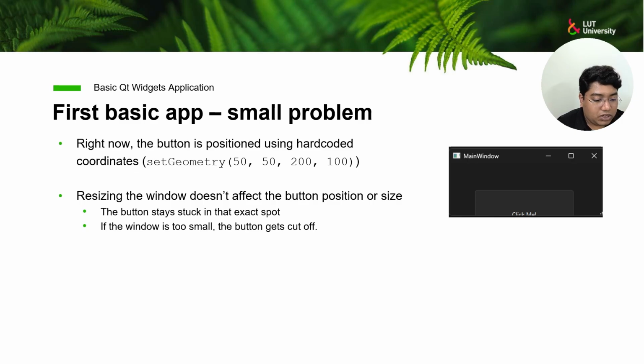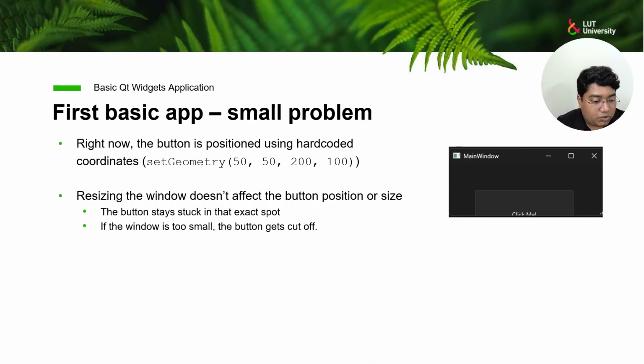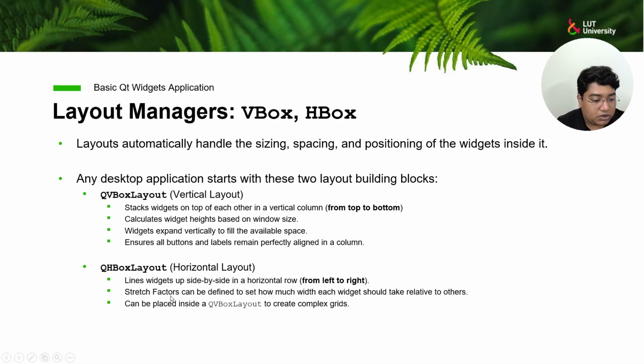That's because we positioned it using hard-coded values like this. These numbers never change. Qt follows them exactly. Hard-coding positions is fine for tiny demonstrations like ours, but real applications need to adapt automatically to different window sizes, screen resolutions, operating systems, and font sizes. So fortunately enough, Qt provides a much better solution.